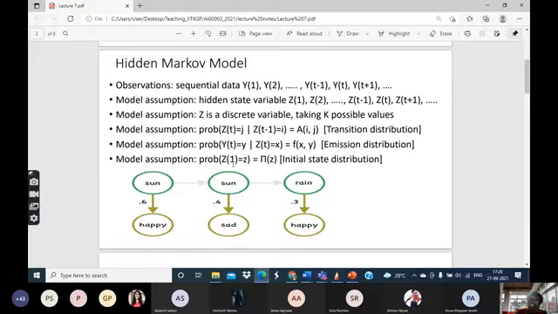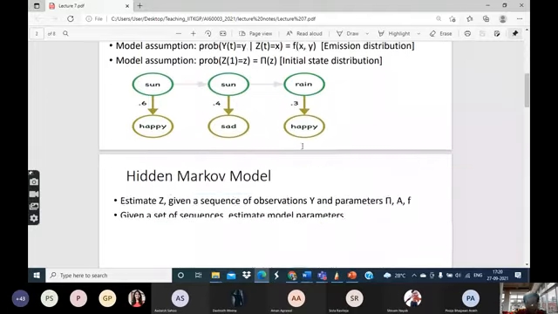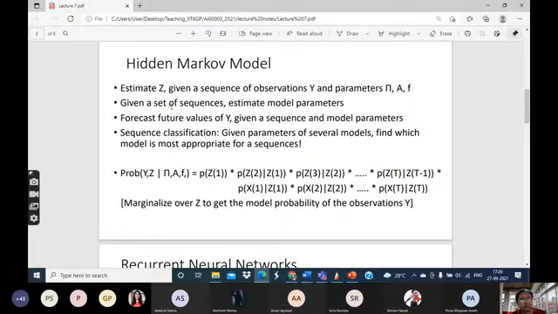That distribution only for the first state, irrespective of the observations, is encoded by this thing. So the hidden Markov model has three parameters. One is the initial state distribution, another is the transition distribution, the other is the emission distribution. Now what do we do with this kind of a model?